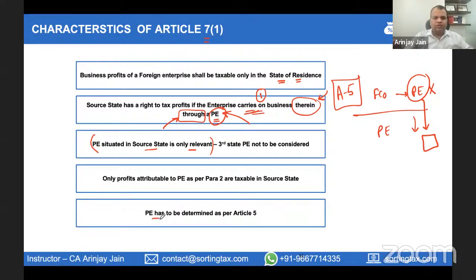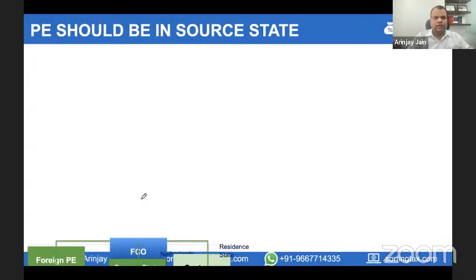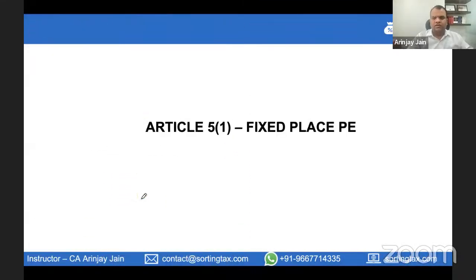And the PE has to be determined as per the provisions of Article 5. I think we've discussed this. Now let's come to Article 5, which is a fixed place PE. And this is one of the most commonly used permanent establishments in international taxation.